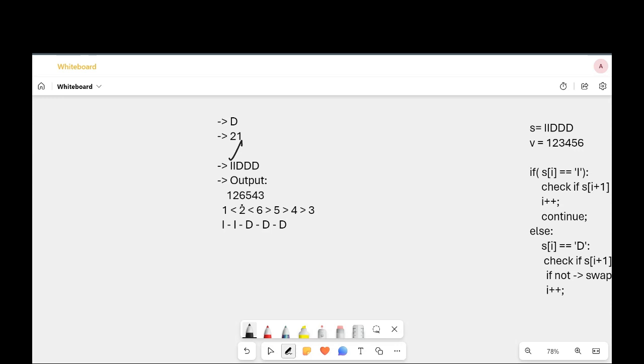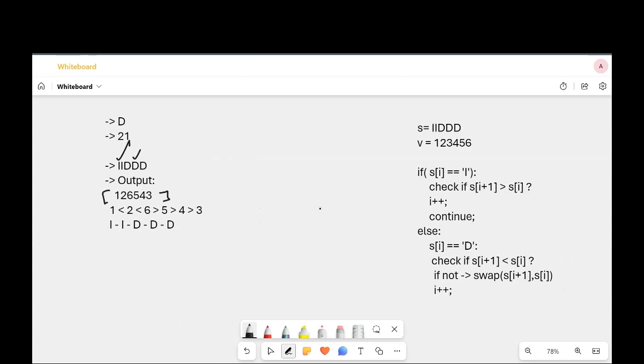Then again we have I, so in that case 2 and 6 should be in increasing order, and they are. Then we have D, so that means the next pair of integers should be in decreasing order. So 6 and 5 are in decreasing order. Then we have again D, so 5 and 4 are in decreasing order. And then again D, so 4 and 3 are in decreasing order. So this will be our particular output for this solution.